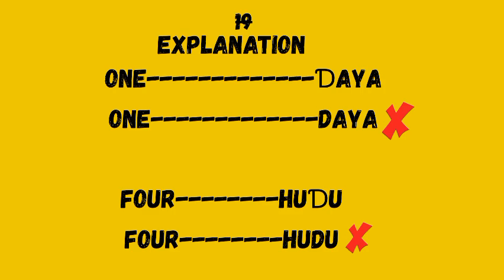For the spelling of one, you should use the D that has curve, which is daya, the right pronunciation. Well, for the spelling of four, we use the D that has curve, hudu, which is the right pronunciation.